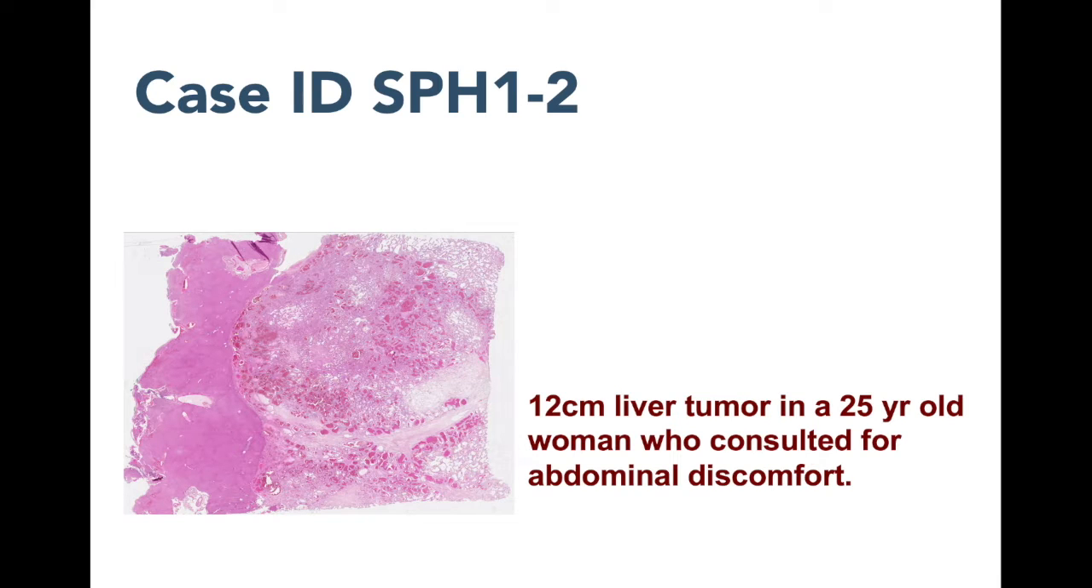So this is case number 2. It was a 12 centimeter liver tumor that was developed in a 25-year-old woman who consulted for abdominal discomfort, and the lesion was resected.